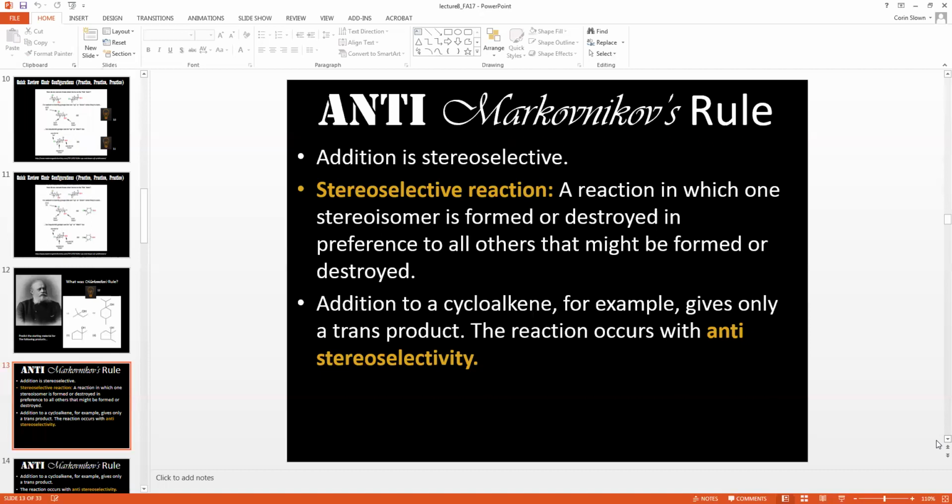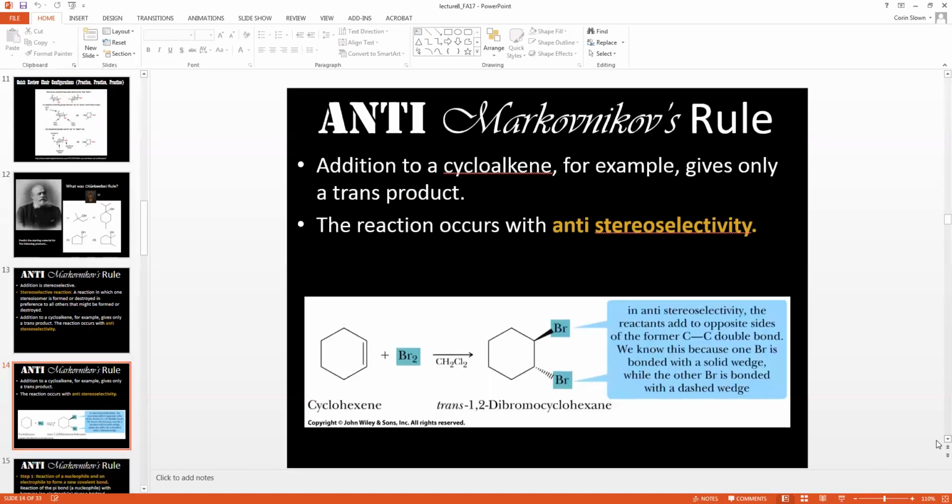Anti-Markovnikov's rule is still a stereoselective addition, but in this case, it uses anti-stereoselectivity. So if we added to an alkene, we would only get the trans product. An example of the anti-Markovnikov rule is the addition of Br2 to cyclohexene. This is a mechanism that we introduced last class, but the reason why it's anti is because it has this wedge and dash. So in anti-stereoselectivity, the reactants add to opposite sides of the former carbon-carbon double bond. We know this because one bromine is bonded with a solid wedge, while the other is bonded with a dash.